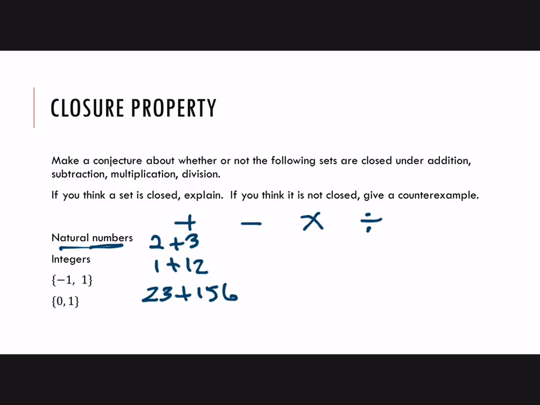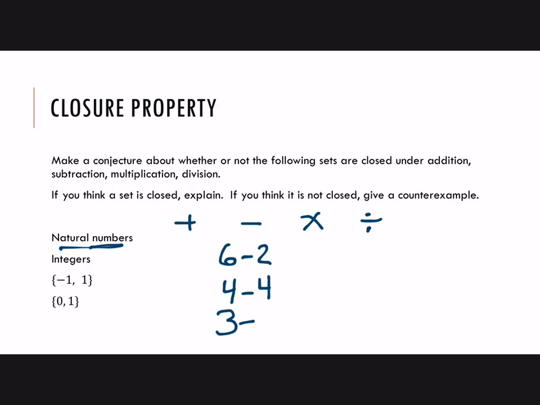Okay, how about subtraction? Examples like 6 minus 2, 4 minus 4, 3 minus 5. Well, fairly quickly, I think we can see from these examples, sometimes the answer is natural, but sometimes it's not. So 0 is not a natural number, and -2 is not a natural number. So the natural numbers are not closed under subtraction. It's possible to get an answer that's not natural.